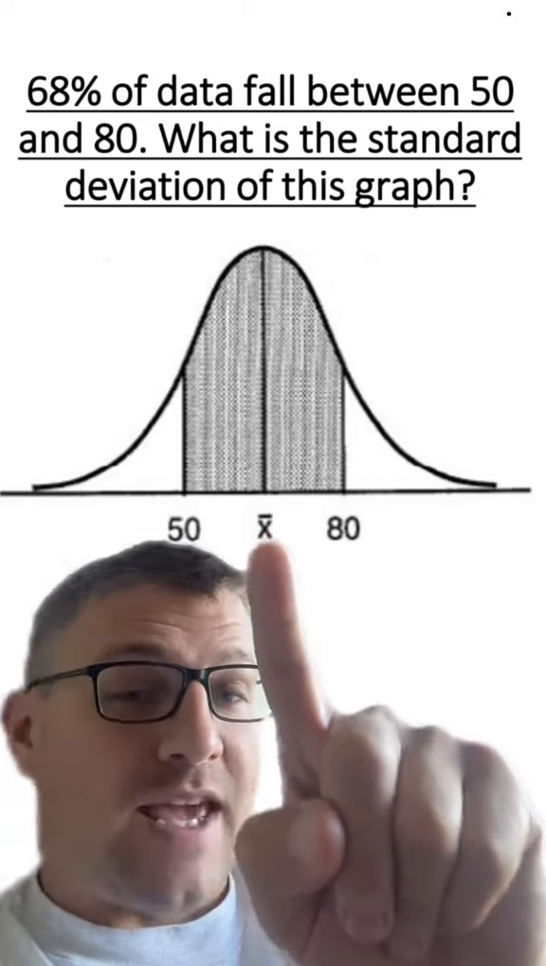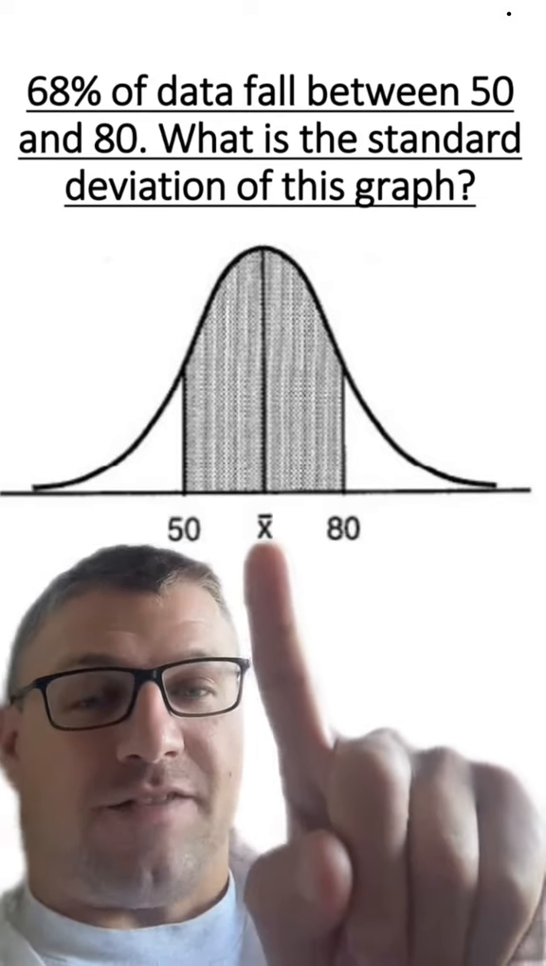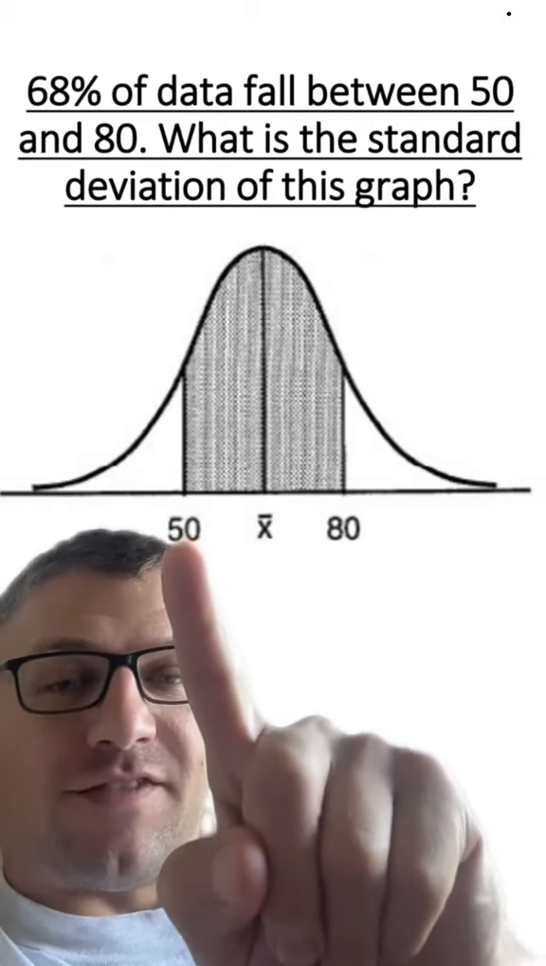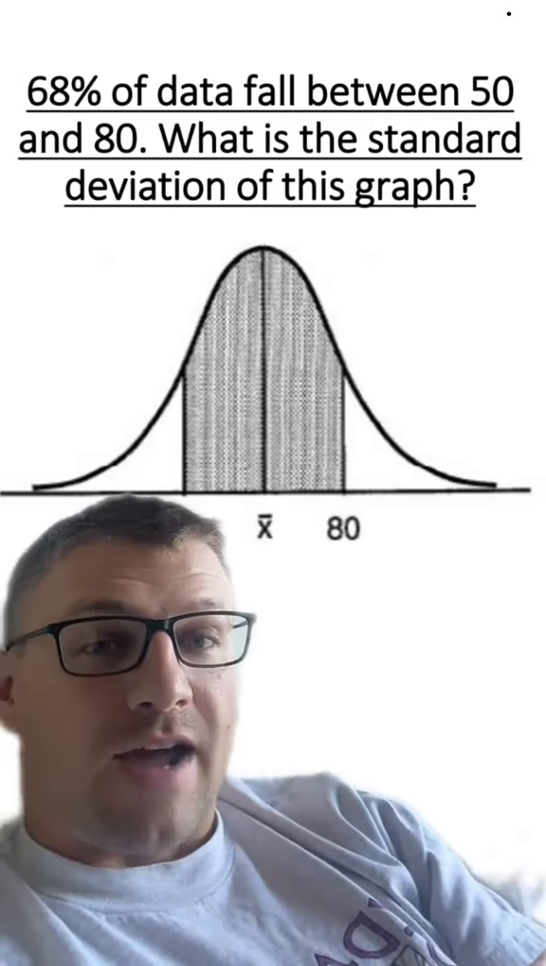So this means that X bar is 65. 65 plus 15 is 80, and 65 minus 15 is 50. So the standard deviation for this graph is 15.